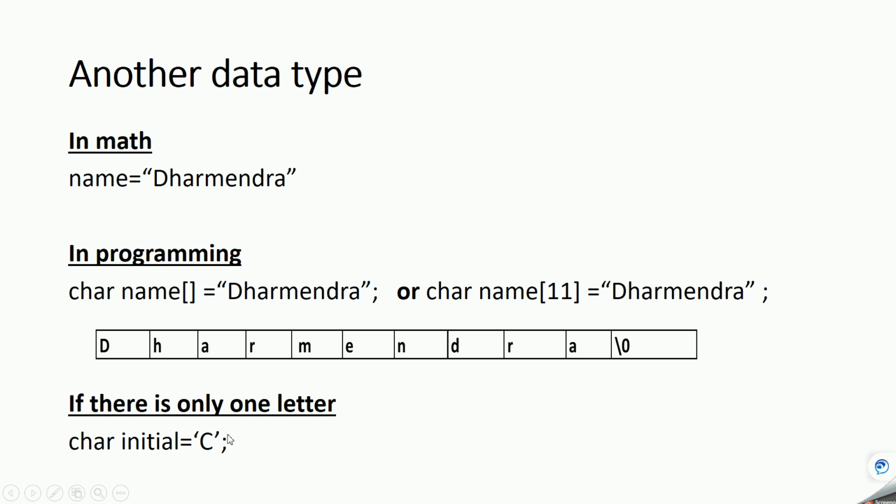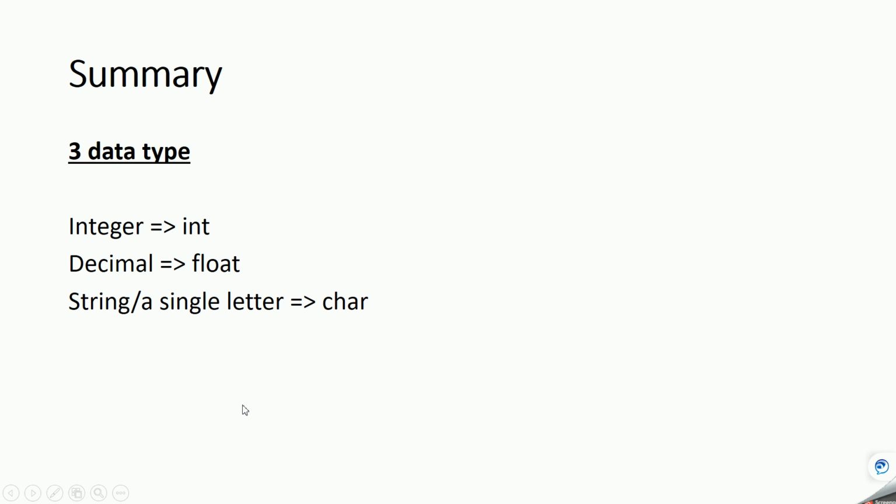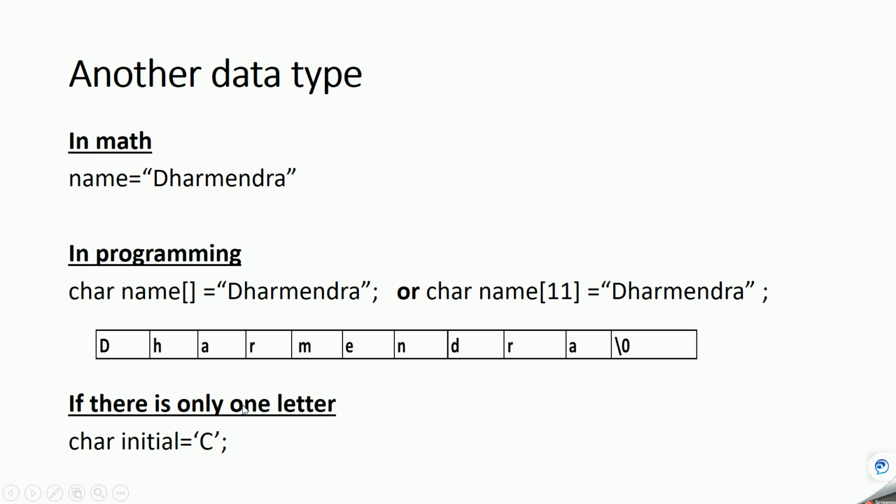Similarly, if you want to represent only one character, you just give char and the name that you want to give, and assign the value in single quotes. You represent a sequence of characters in double quotes, but if you have one character, just put single quotes.